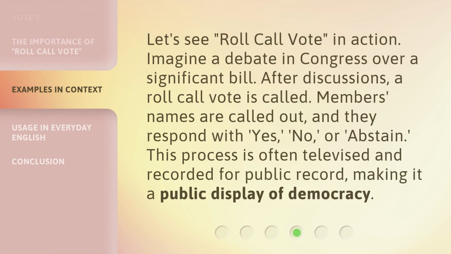Let's see roll call vote in action. Imagine a debate in Congress over a significant bill. After discussions, a roll call vote is called. Members' names are called out, and they respond with yes, no, or abstain. This process is often televised and recorded for public record, making it a public display of democracy.